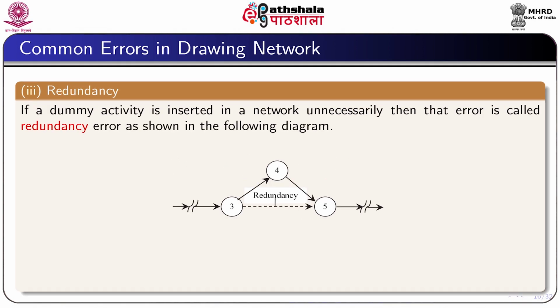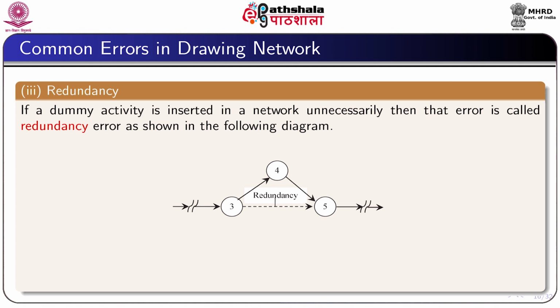Redundancy. Unnecessarily inserting a dummy activity in a network is known as the error of redundancy. You see that in the figure the activities 3, 4 and 4, 5 are activities which can occur one by one, but a dummy activity is connected between the nodes 3 and 5, which is actually of no need.